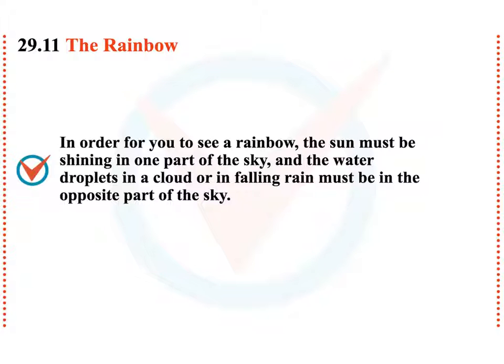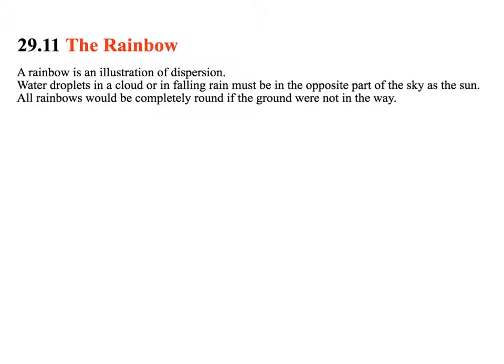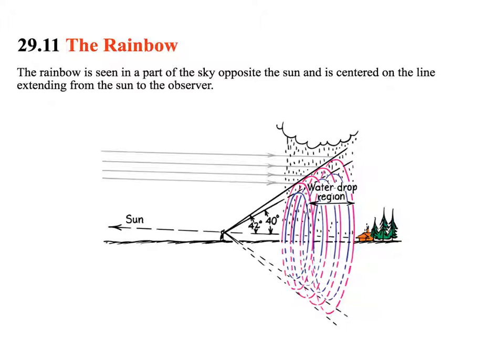In order for you to see a rainbow, the sun must be shining in one part of the sky, and the water droplets in a cloud or in a falling rain must be in the opposite part of the sky. A rainbow is an illustration of dispersion. All rainbows would be completely round if the ground were not in the way. The rainbow is seen in a part of the sky opposite the sun and is centered on the line extending from the sun to the observer.